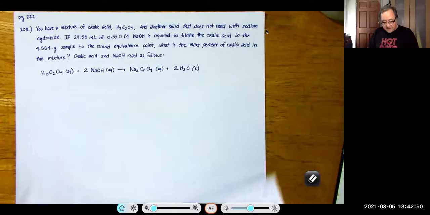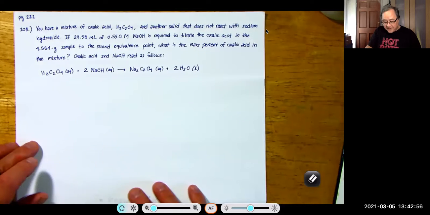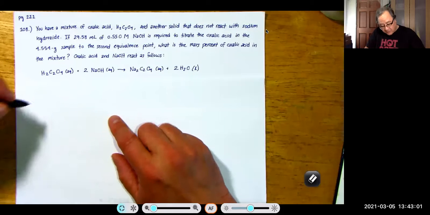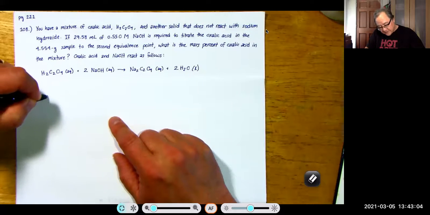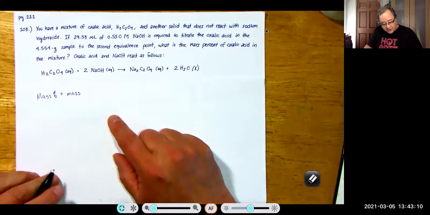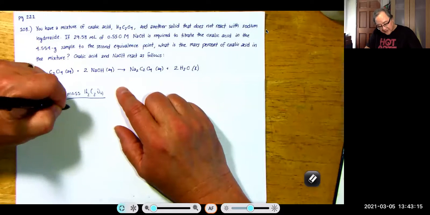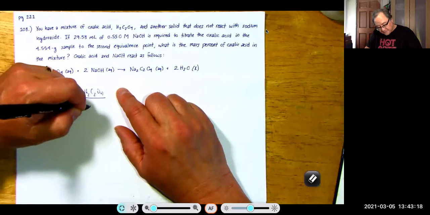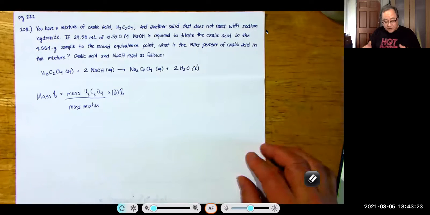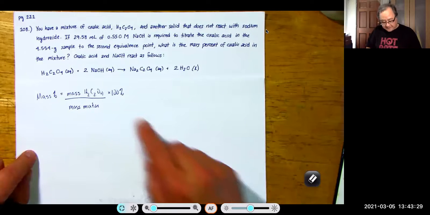This one is a mass percent problem. So when we read through the whole problem, the last part is what is the mass percent of oxalic acid in the mixture? So that's where we want to start. We want to start with the mass percent is equal to the mass of oxalic acid, which is H2C2O4, over the mass of the mixture times 100%. So remember, mass percent is the mass you're interested in divided by the mass total times 100%.